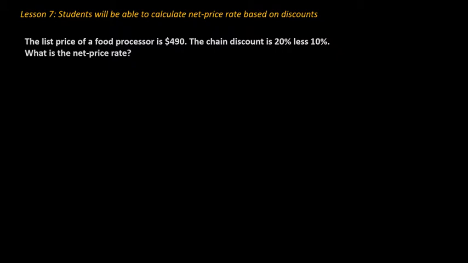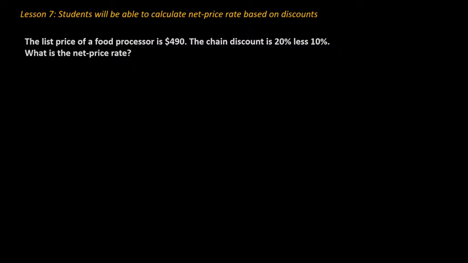Let's take a look at a commonly missed concept from Lesson 7, and that is calculating net price rates based on discounts. The list price of a food processor is $450. The chain discount is 20% less 10%. What is the net price rate?